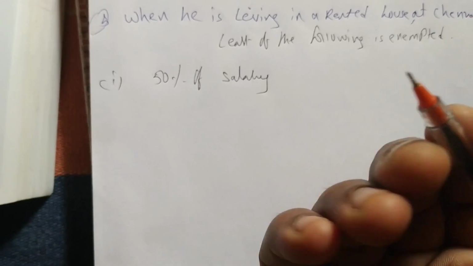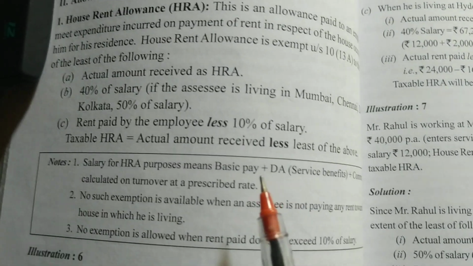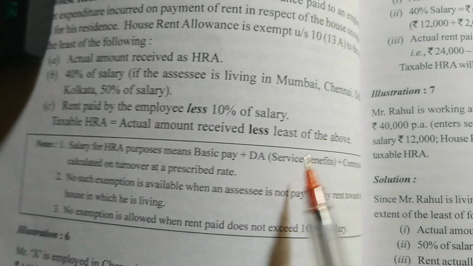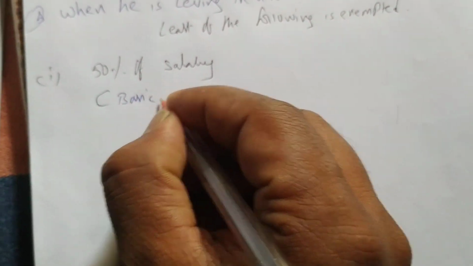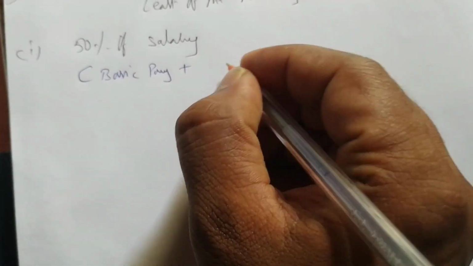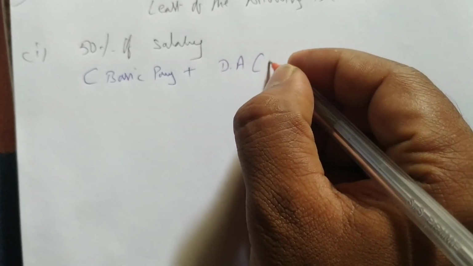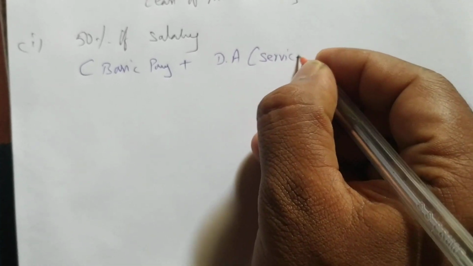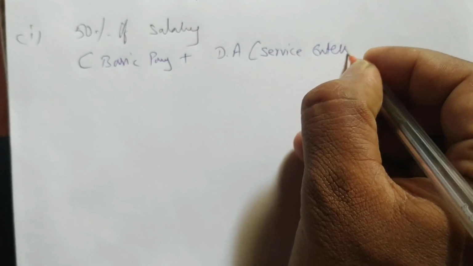Let us continue. So 50% of salary. We know the salary definition for HRA. Salary means basic pay plus DA that should enter into service benefits. So I'm writing here: salary means basic pay plus DA that should enter into service benefits. That should be written, right?